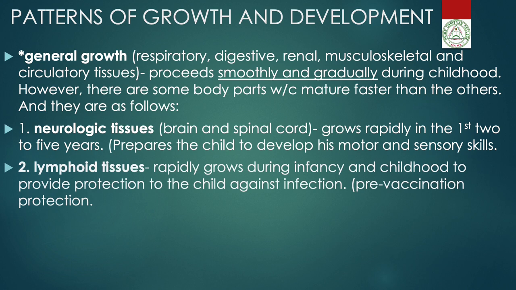Another change or another organ that changes differently is what we call your lymphoid tissue. Your lymphoid tissues are actually responsible for the antibodies, the production of antibodies in an individual. The lymphoid tissues rapidly grow during infancy and childhood, and this is to provide protection to the child against infection.